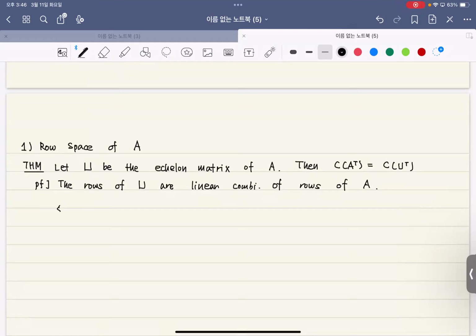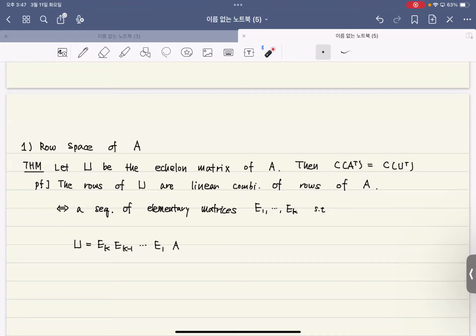This is mathematically equivalent to saying that there is a sequence of elementary matrices from E1 to EK such that U is EK through E1 of A. So this statement and that statement are equivalent statements.